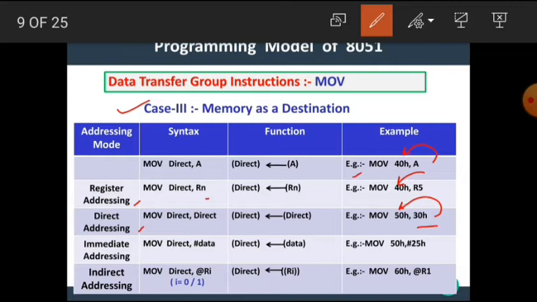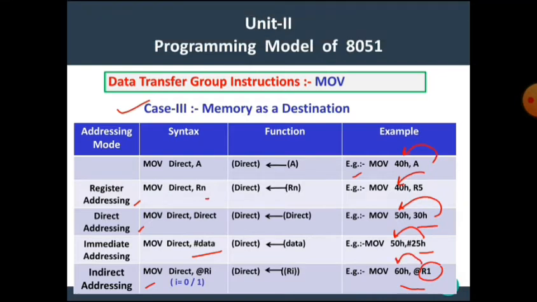The next syntax is MOV direct, immediate data. For example, MOV 50h, #25h. That means this 25h data is copied into the 50h memory location. The next instruction is MOV direct, @Ri. For example, MOV 60h, @R1. That means whatever data is pointed to by this register R1 is copied into the 60h memory location.